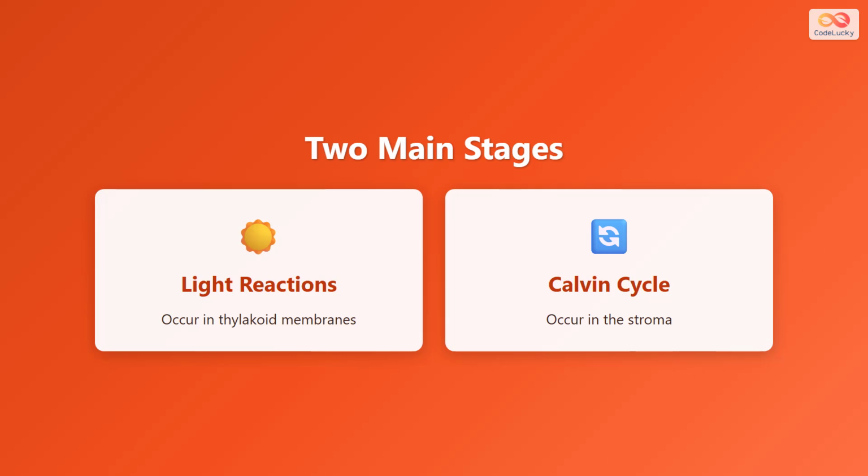Photosynthesis occurs in 2 main stages that work together but happen in different locations within the plant cell. The light reactions occur in the thylakoid membranes, which are stacked structures inside the chloroplasts. The Calvin cycle, also known as the light-independent reactions, occurs in the stroma, which is the fluid-filled space surrounding the thylakoids. These 2 stages are interconnected and depend on each other to complete the process.